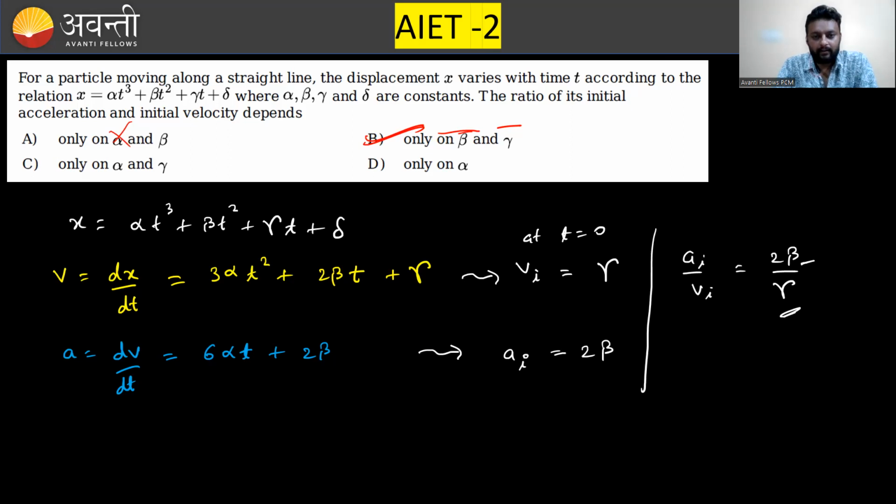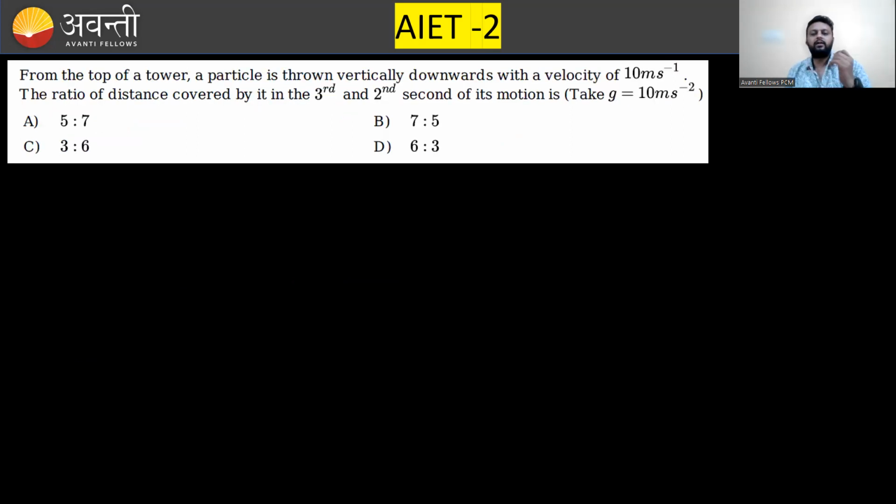Clear? Moving further. Okay. This is the question of motion under gravity. Very good.